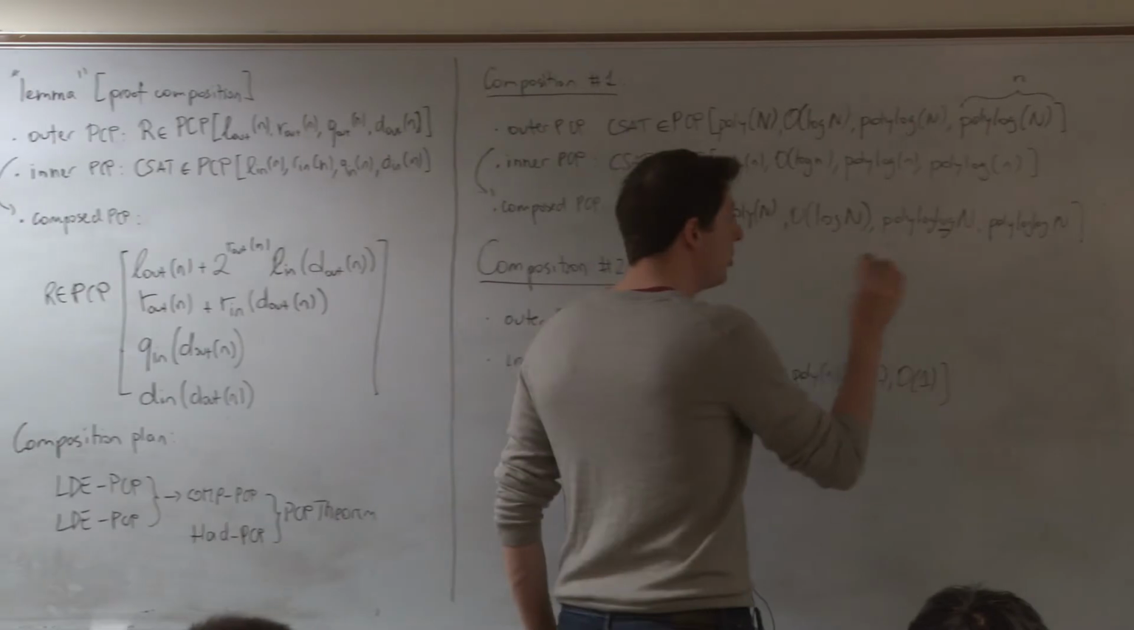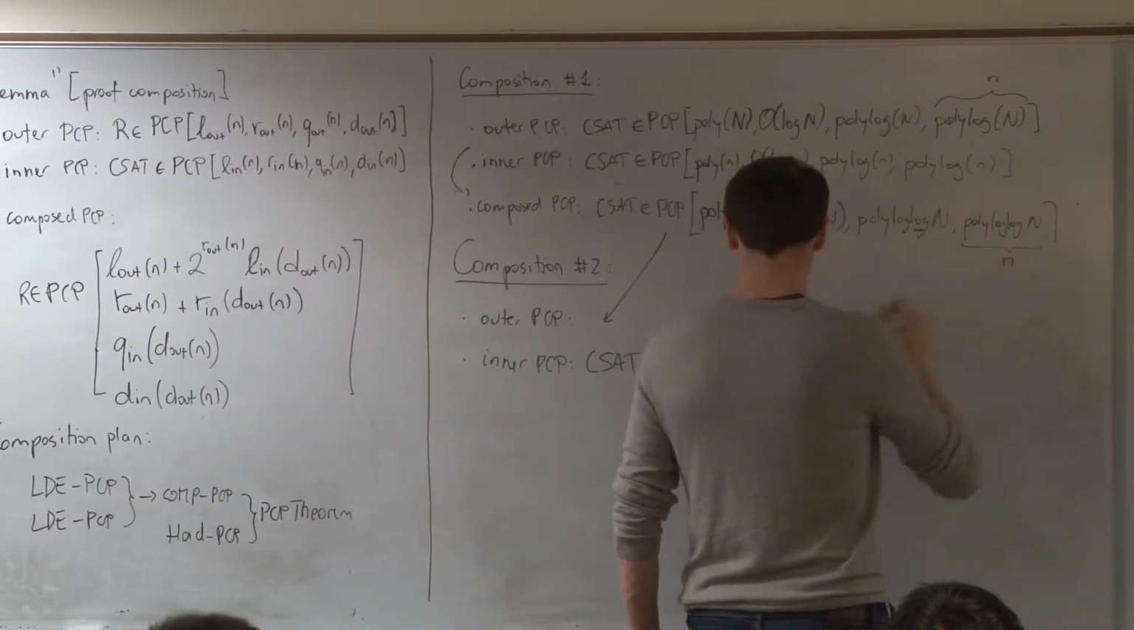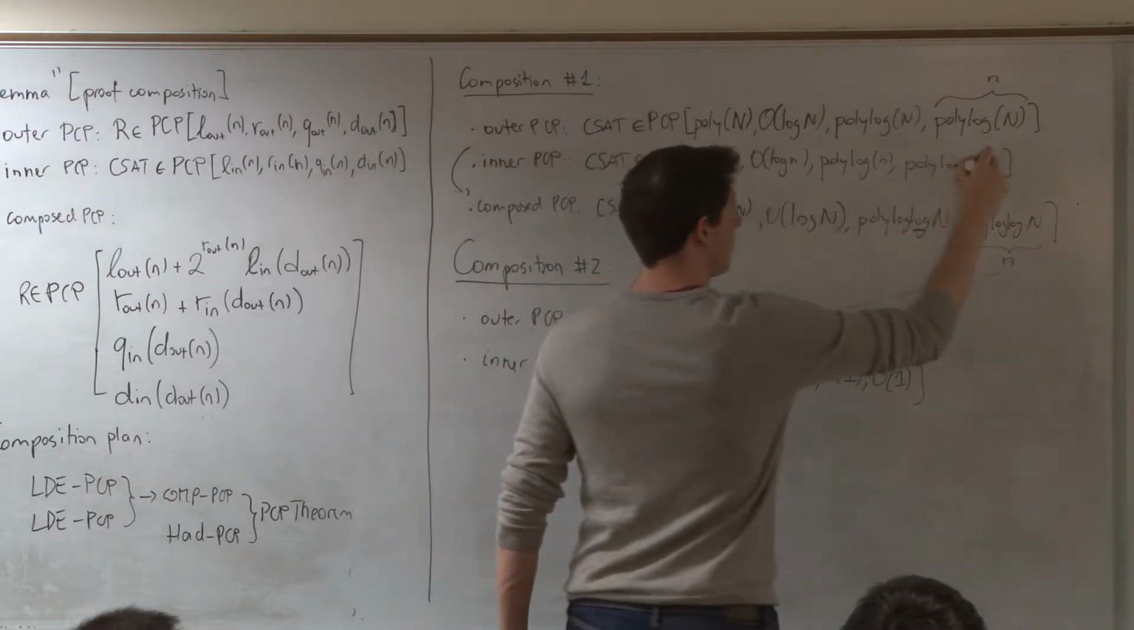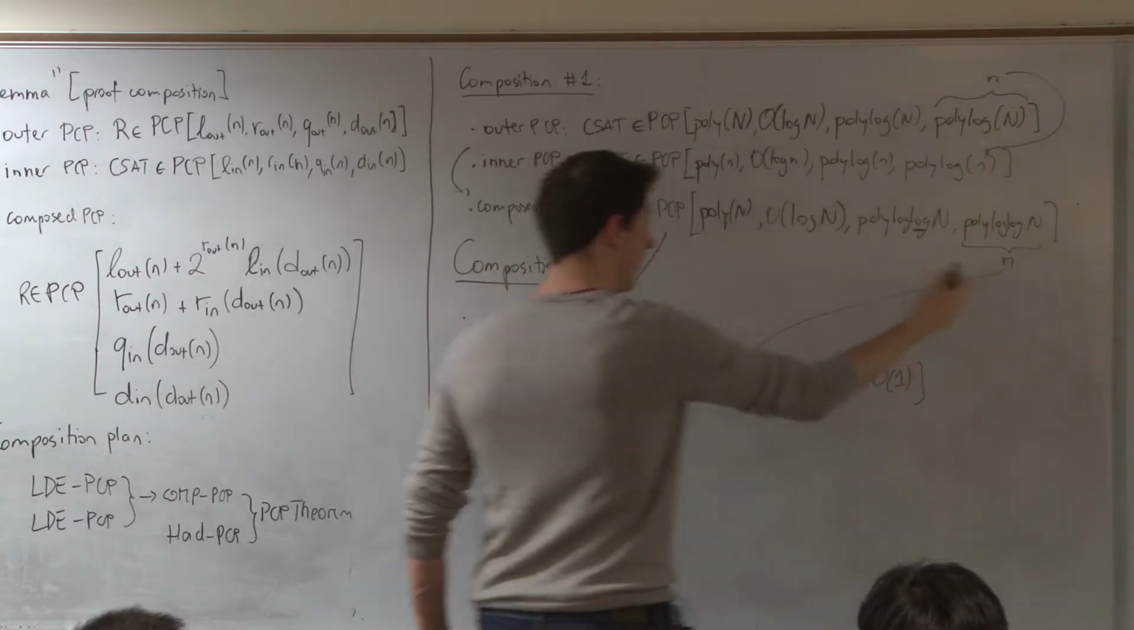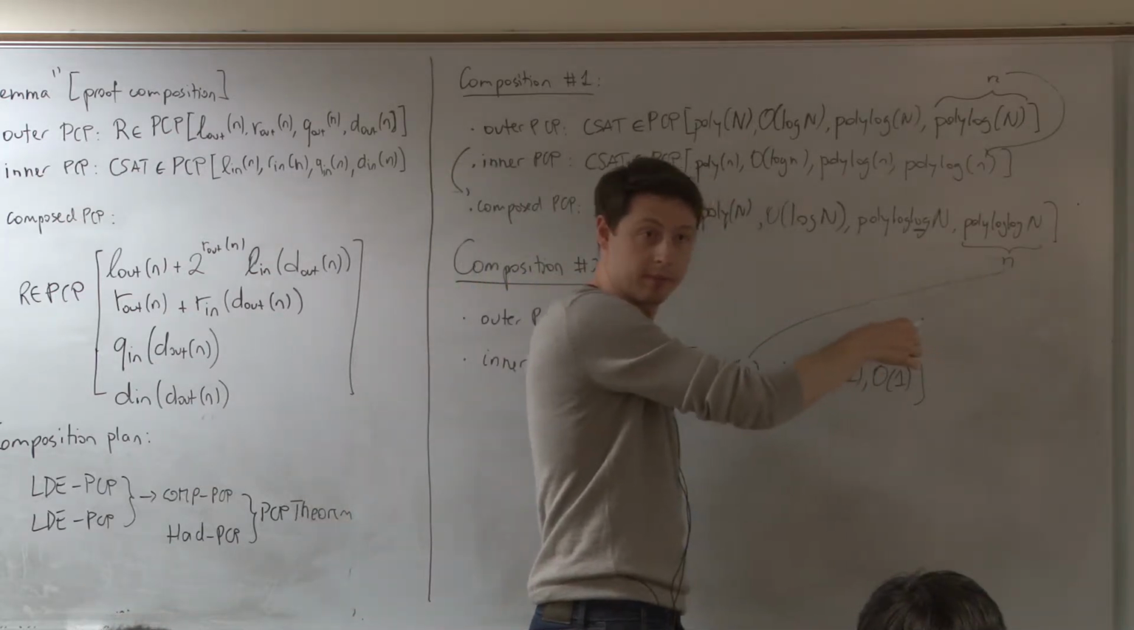Now notice that our new n is this one here. So this n here is this one. The one up here was this one. But for the next composition, our new n is smaller, it is polylog n.